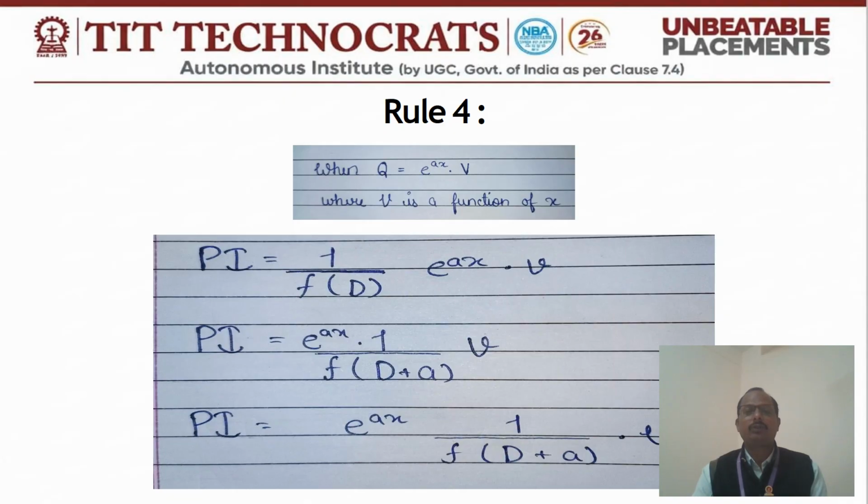So another rule is Q is equal to e to the power ax dot b, where b is a function of x. So the formula is PI is equal to 1 by f d e to the power x dot b. So in case of e to the power x dot b, first you have to keep e to the power x towards the left side and put d plus a in place of d in the denominator f of d, and then after the nature of b you have to apply the formula.